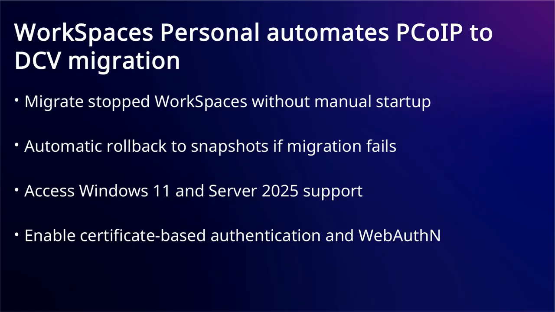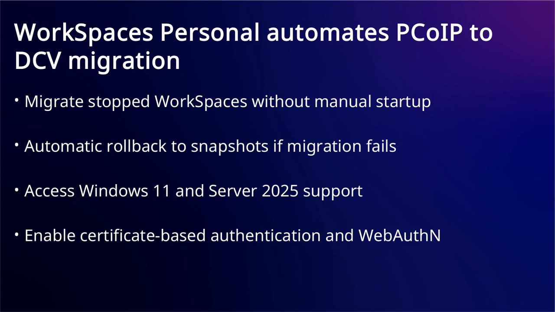Migrating workspaces from PCoIP to DCV protocol at scale requires manual intervention for each workspace, particularly when workspaces are stopped. This creates operational overhead and slows down large deployments. WorkSpaces Personal now addresses this by allowing you to migrate stopped workspaces directly without starting them first.